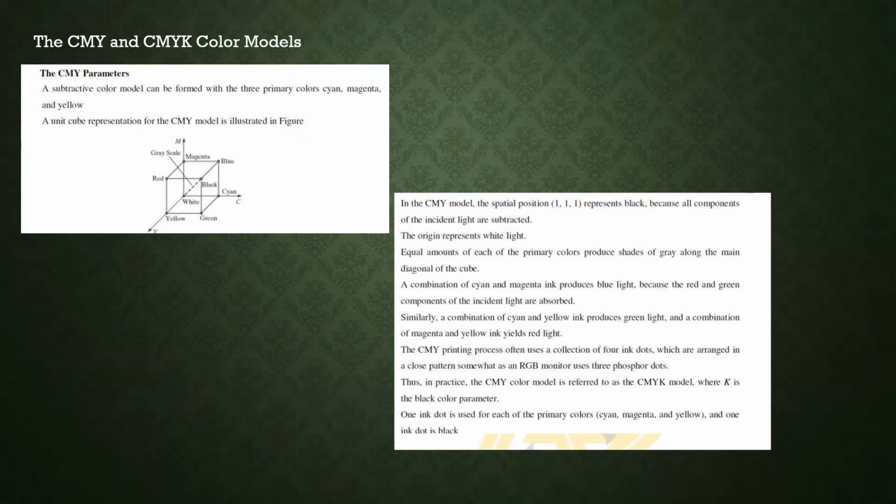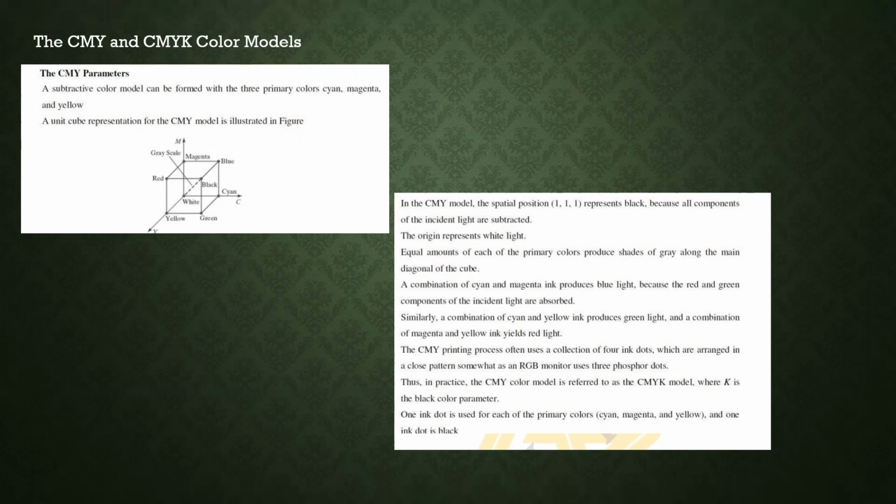In the CMY model, the spatial position 1, 1, 1 represents black because all components of the incident light are subtracted. The origin represents white light. Equal amounts of each of the primary colors produce shades of gray. Along the main diagonal of the cube, a combination of cyan and magenta ink produces blue light because the red and green components of the incident light are absorbed. Similarly, a combination of cyan and yellow ink produces green light, and a combination of magenta and yellow ink yields red light. So the main thing to keep in mind is which two colors give which color.